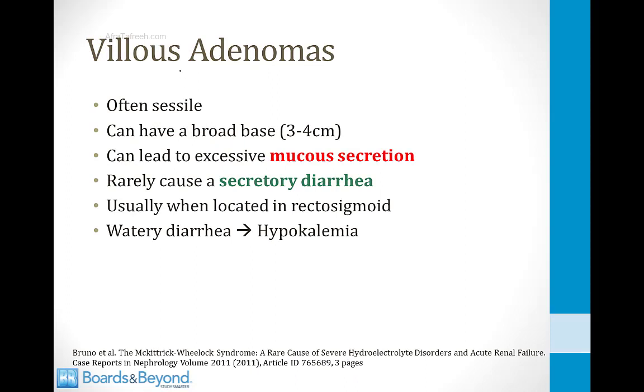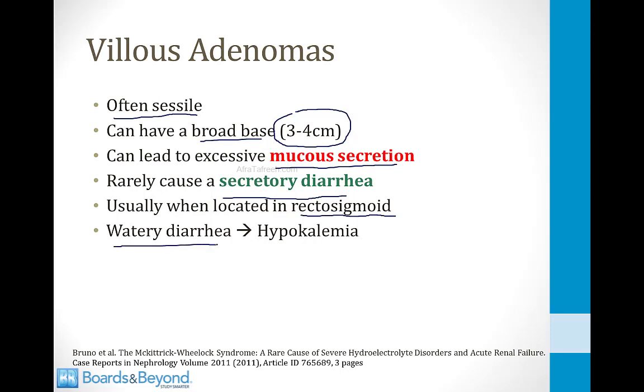As I told you before, many villus adenomas are sessile, and some of them have a very large broad base, sometimes as big as 3 to 4 centimeters in size. This can lead to excessive mucus production and cause a secretory diarrhea. This usually happens when the villus adenoma is located near the junction of the sigmoid colon with the rectum. It causes a watery diarrhea, and sometimes the watery diarrhea can progress to cause hypokalemia.